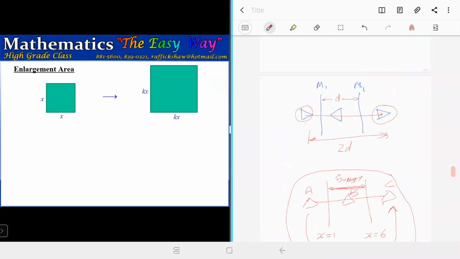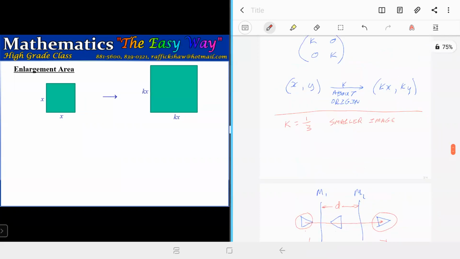All right? But back to this though. If the scale factor is 1/3, the image is going to be smaller. The image is going to be 1/3 in size, smaller, 1/3 of the object, right? The distance from the center of the enlargement is also going to be 1/3. The object and the image will point in the same direction, and both of them will be on the same side of the center. Why is that? Because the scale factor is positive. Positive scale factor does that.